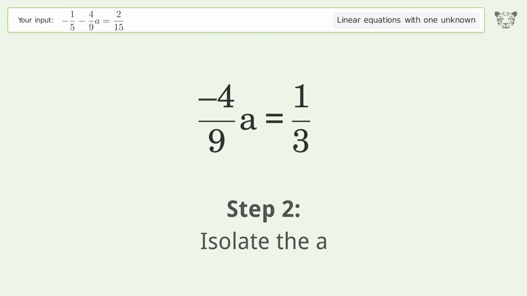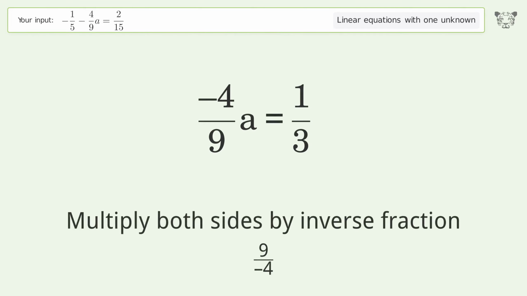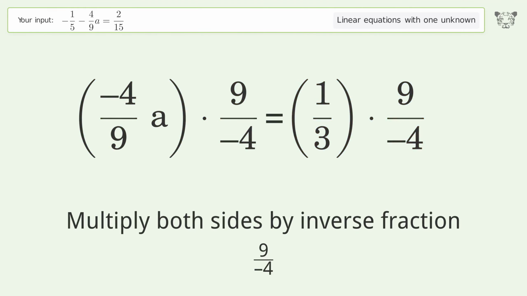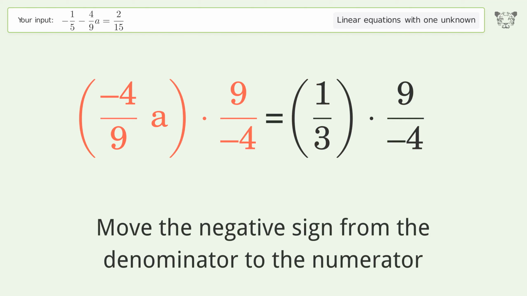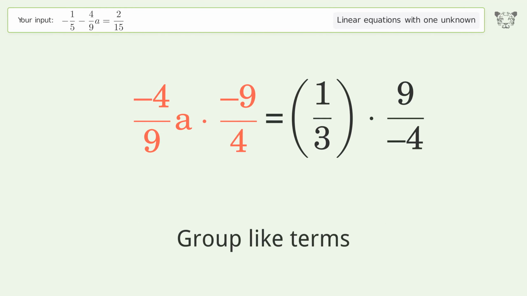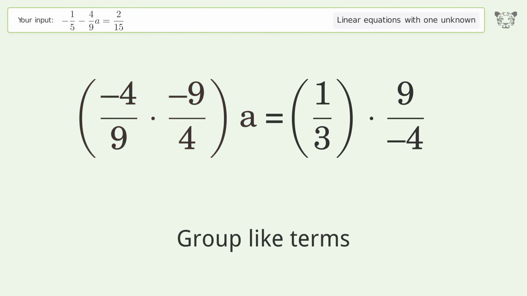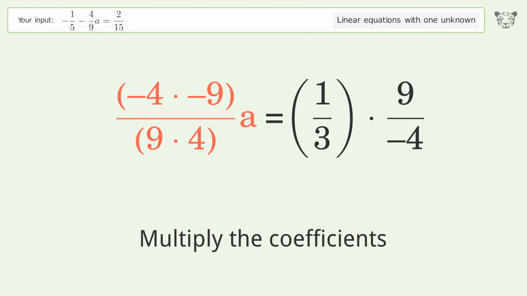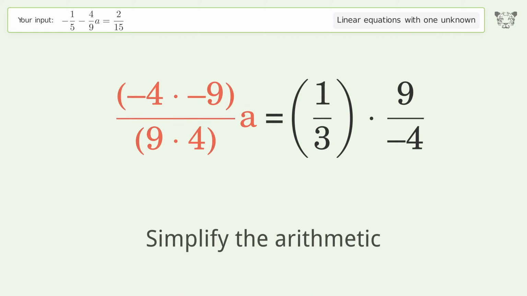Isolate the a. Multiply both sides by inverse fraction 9/4. Move the negative sign from the denominator to the numerator. Group like terms. Multiply the coefficients. Simplify the arithmetic.